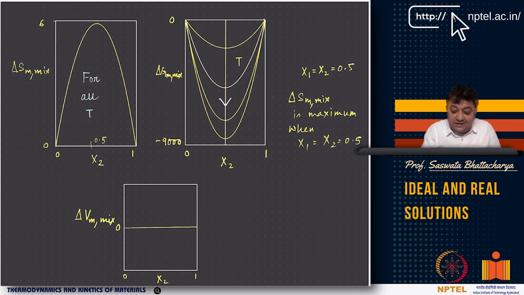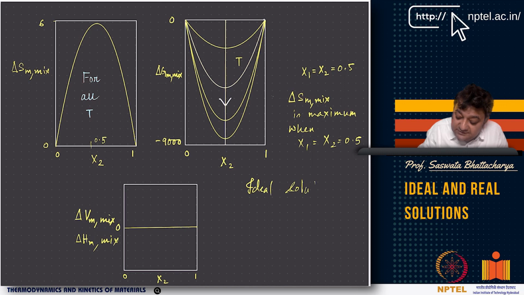But remember, delta Hm mix or delta Vm mix, these are all 0. And if it's 0, then you can just draw it using a horizontal line. So there is no variation over the entire composition range. There is no variation with temperature. It's all 0, so you can draw it by using a horizontal line at the y-axis value of 0, right? So delta Vm mix and delta Hm mix have the same nature. This is for ideal solutions, that is, solutions with no interactions between particles.